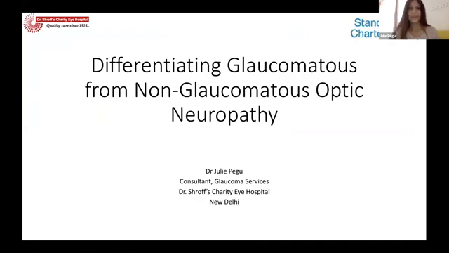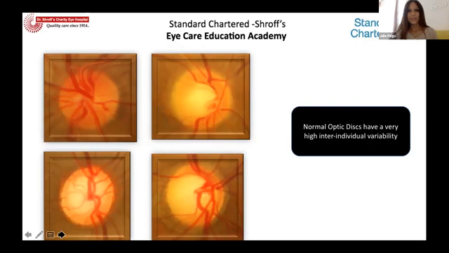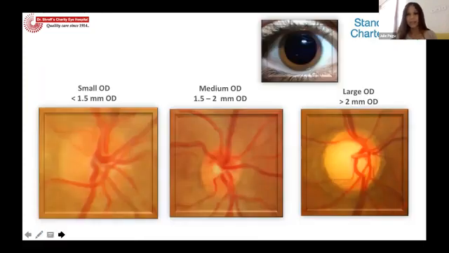I'll be talking about differentiating glaucomatous from non-glaucomatous optic neuropathy. I'm really excited whenever I see a new glaucoma patient because every optic nerve is different, and so you have these challenges to diagnose glaucomatous from a non-glaucomatous optic neuropathy. These are pictures of normal optic discs, but they all look different. So definitely there are criteria which would really help us in deciding which optic disc has glaucomatous features.